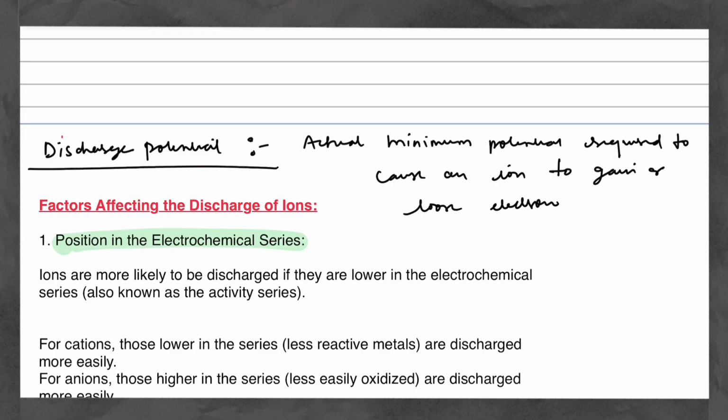So why do we want this? Because by gain or loss of electrons, an ion undergoes a chemical reaction which we define as chemical discharge. If some electrode is losing electrons and producing chlorine gas from Cl negative, that means it is discharging Cl2 gas. So I can write: the actual minimum potential required to cause an ion to gain or lose electrons to undergo a chemical reaction, or chemical discharge.